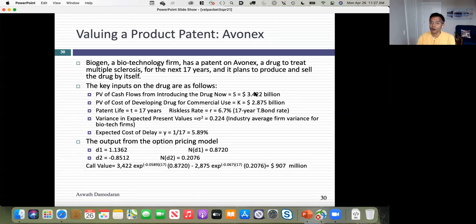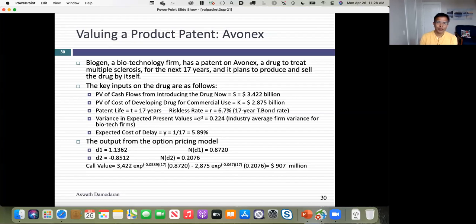S is going to be 3,422. That's the cash flows I would get if I developed today. K would be the cost of developing. I have 17 years, that's the life of the option, 6.7% riskless rate, 22.4% variance. My expected cost to delay, remember this is a viable drug. If I don't develop it, what do I give up? I give up one of the 17 years of protection I get from competition. Cost to delay is 5.89%, 1/17. I take the present value and I work through the value that I get for the option, d1, d2, if you remember the Black-Scholes. The value that I get for the option is 907 million.